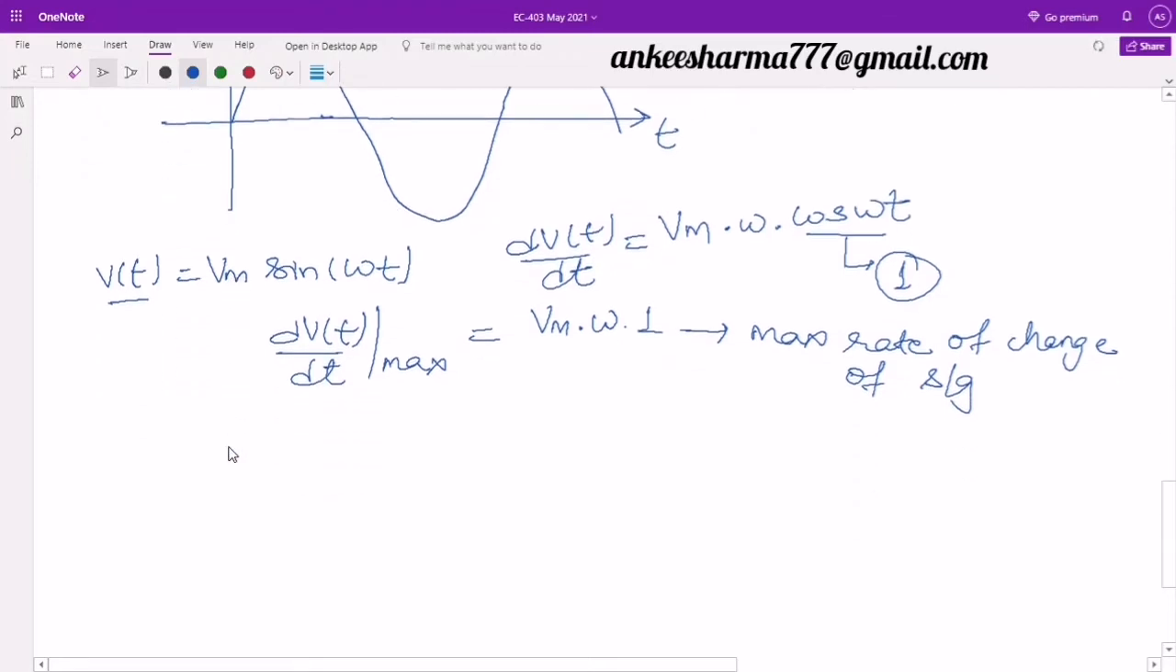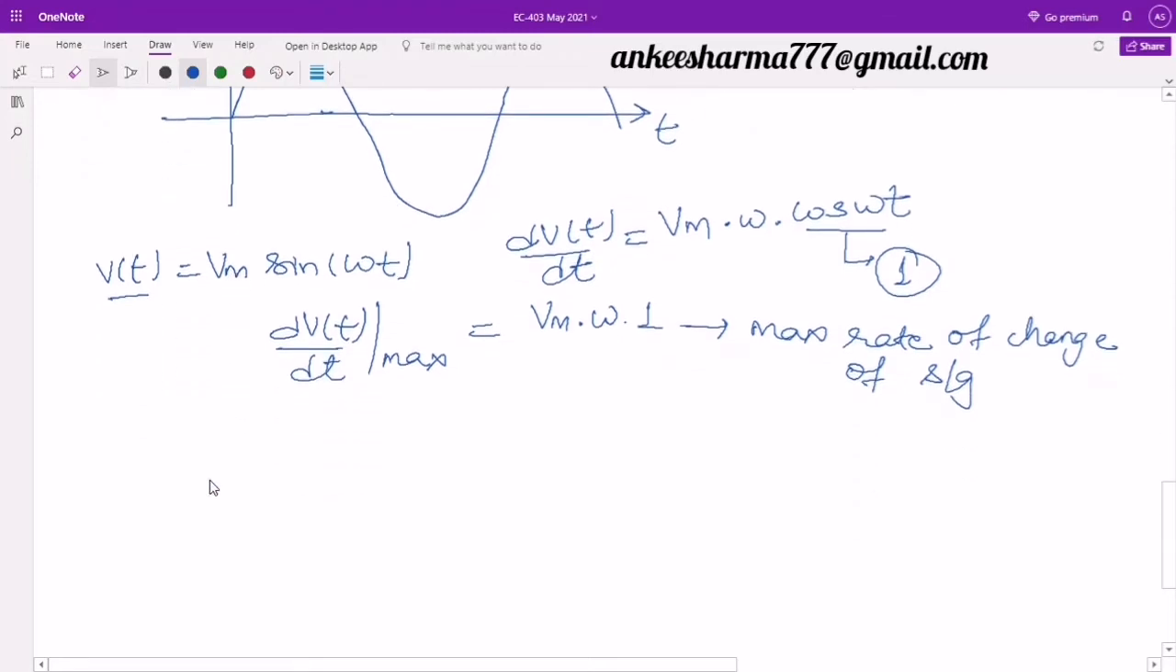So this maximum rate of change of the signal must be less than the slew rate, because if this value becomes greater than the slew rate, distortions will come. Now, if I write this omega in the form of 2 pi f, then can I say the maximum rate of change will be Vm into 2 pi f, and I want the slew rate to be greater than or equal to this value, because this is the maximum rate of change of my sinusoidal signal, and the slew rate is saying that I can change the output voltage by only this much in this much time.